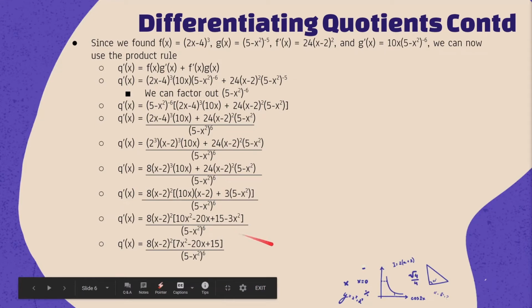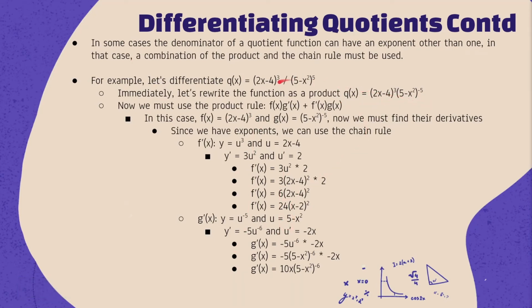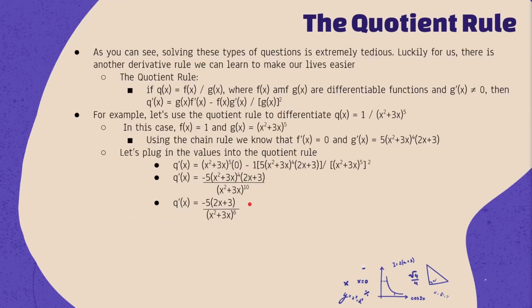As you can see, this takes a lot of effort and a lot of steps to simply find the derivative of this function right here. So again, luckily for us, mathematicians keep finding rules that we could use in these tricky situations to do things much more quickly. In this case, it's called the quotient rule because we're working with quotients. Who would have guessed?